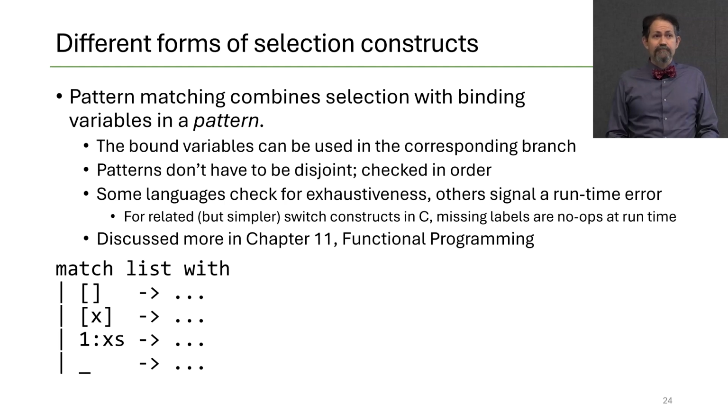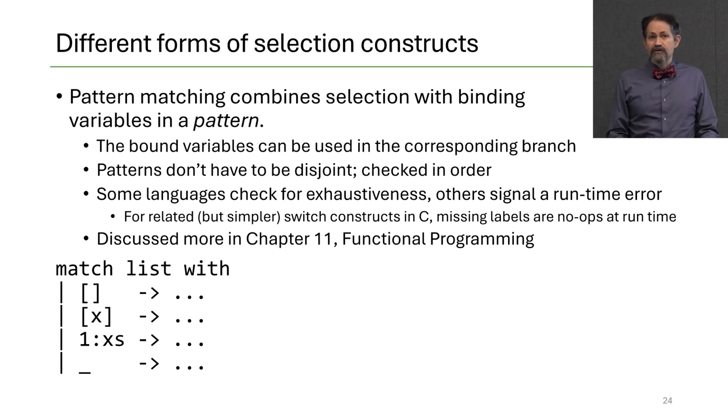We first check if the list is empty, and then if it's the singleton list, in which case the value x holds the one element in the list. We can also test for a list that starts with 1 and continues with the rest of the list, which will be in the variable xs, and we can have a default case at the end to cover everything else.